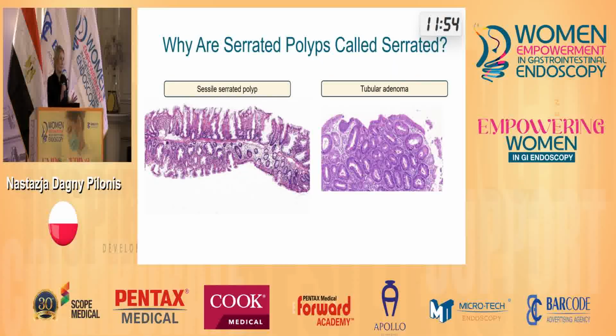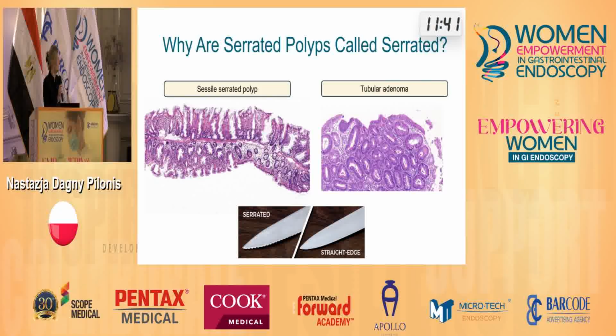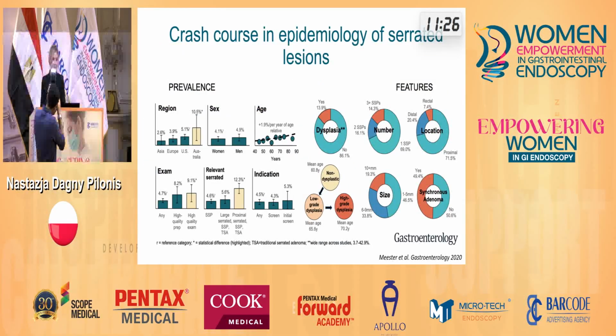Why are serrated polyps called serrated? I'm sure many of us ask this question, because their morphological look doesn't look serrated at all. The serrated name comes from the histopathological appearance, and when we compare a sessile lesion with a tubular adenoma, you can appreciate the serrated, tooth-like surface, and this is why they're called serrated. As you can see, it's compared with the shape of a knife.